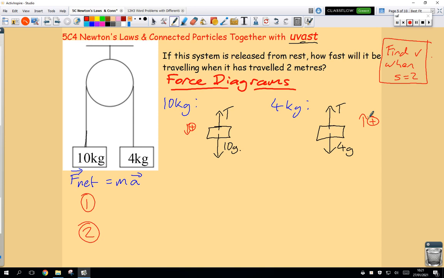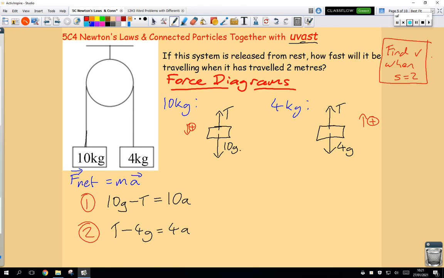Looking at the first equation, F net, remember it's a down positive system, so my 10g is a positive force, my T is a negative force, so my net force for this first system is going to be 10g subtract T. That's equal to the mass times the acceleration. The mass is 10, the acceleration is a. We have to figure out what that is. In the second case, an up positive system, T is positive and 4g is negative. So my net force will be T subtract 4g, and that's going to equal the mass 4 times the acceleration, which we don't know.